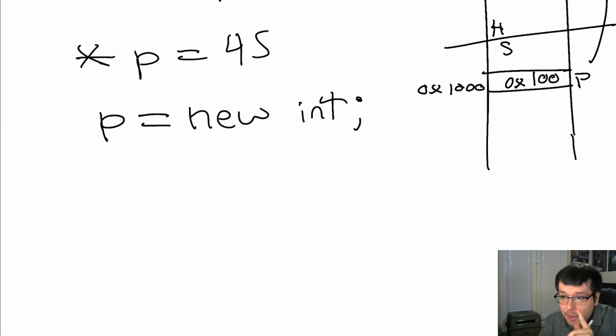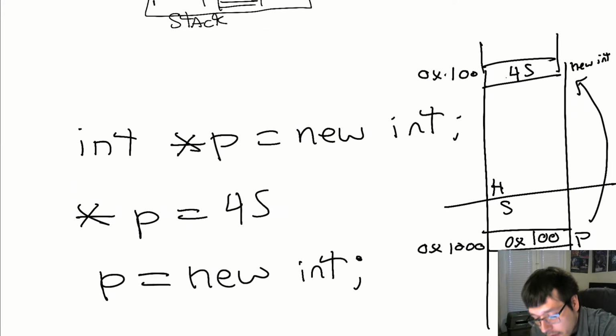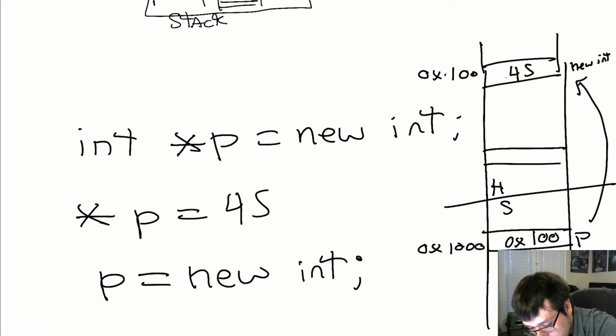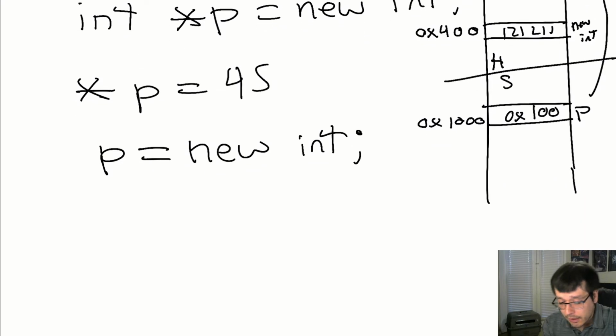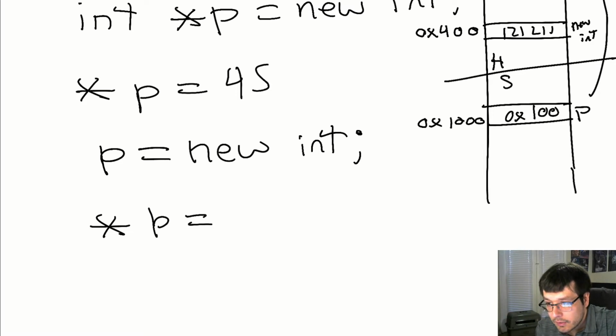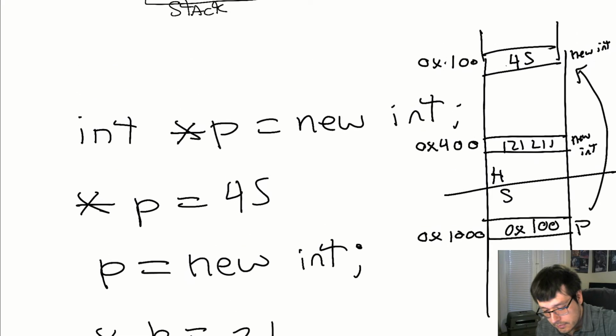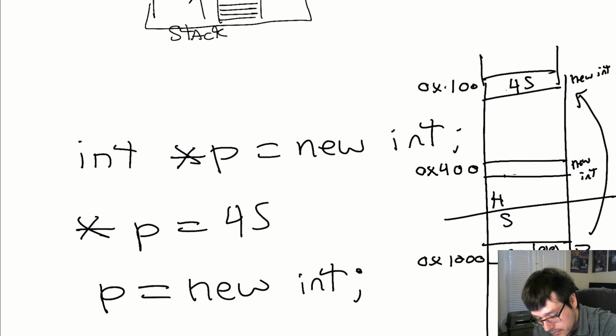This is allocating a brand new address. So now somewhere else in the heap, actually I'm going to put it down here so I don't collide with the other stuff. So let's say this is address 400. We're making another new integer, and right now it has garbage in it. And you're like, oh wow, this is so cool, I made another address. Let's store some numbers in there. So you say P equals 21. So we put in there 21.